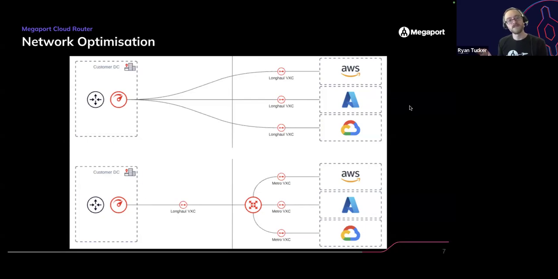It's possible to connect to all the different clouds from your DC in that city, but if you need to route traffic between those clouds, you probably want to avoid that traffic having to go all the way from, for example, Sydney to Perth back to Sydney to get from AWS to Azure.